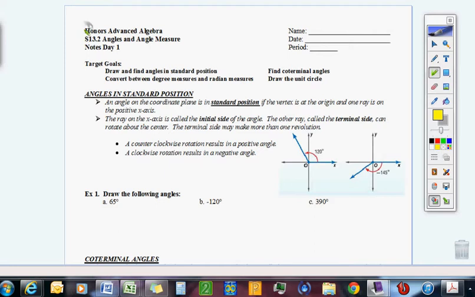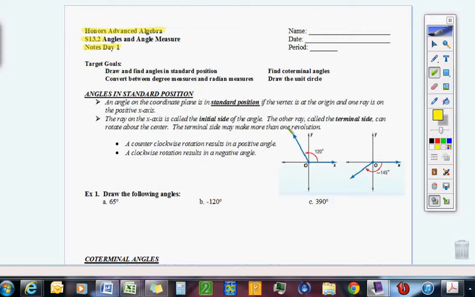We're going to start Chapter 13B today, Honors Advanced Algebra, Section 13.2 in your notes. These are notes day 1. Some of you were absent in class today, so I'm hoping that this video will help you. There are 4 learning targets today. The first one is to draw and find angles in standard position.